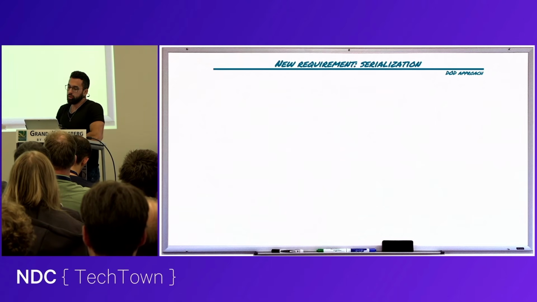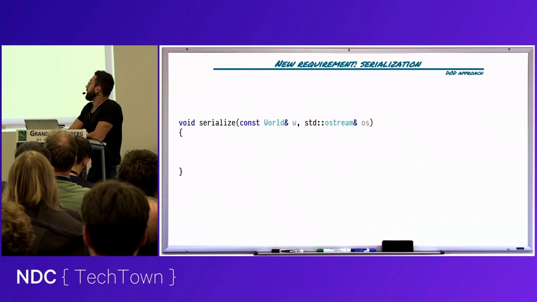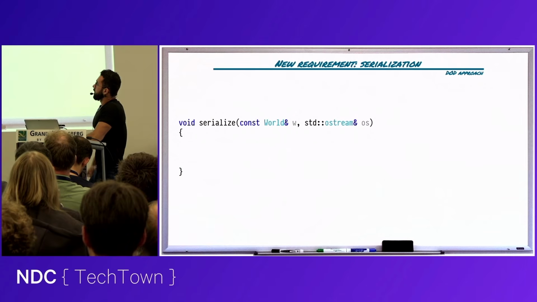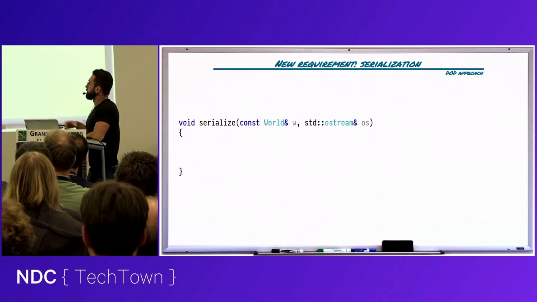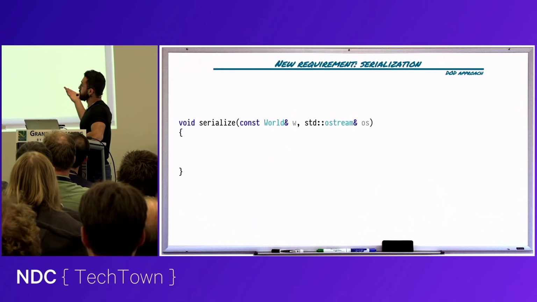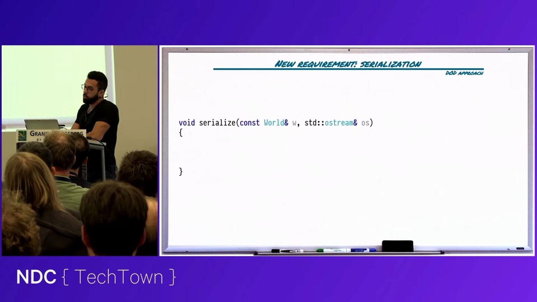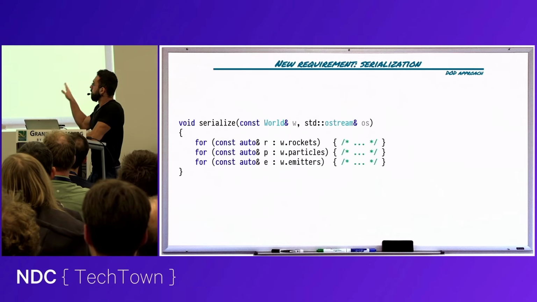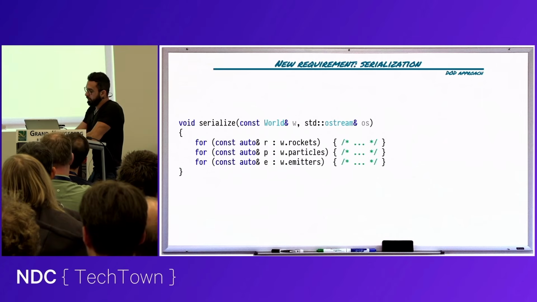Now, if you look at the DoD approach, it's just a simple function. I'm going to have a function called serialize. It takes the world by const reference, my stream as a parameter, and then within the body, I can loop over all the data, do whatever I want to do. It could be JSON, XML, whatever, and that's it.